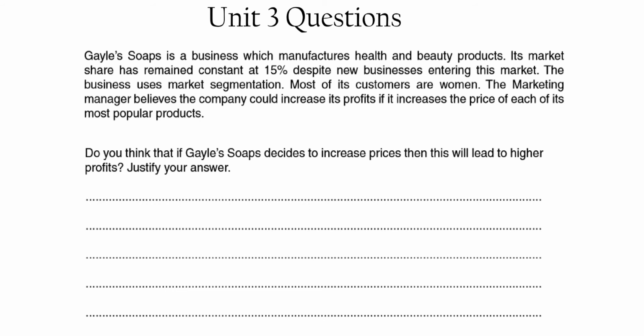So what we need to decide, because it hasn't told us, sometimes in the case that it'll tell us if it's inelastic or it's elastic, is whether we believe Gayle's soap is elastic or inelastic. And if we have a look at the end of the first line, it says its market share has remained constant at 15%. Now, the fact that it's at 15% suggests that there's 85% market share still out there, and that is obviously to other companies within the market. And it also says it's remained constant despite new businesses entering this market.